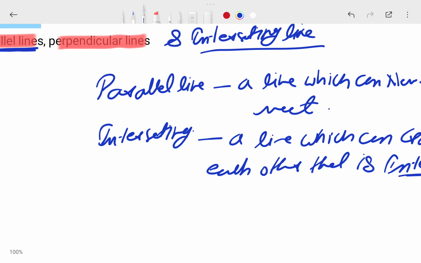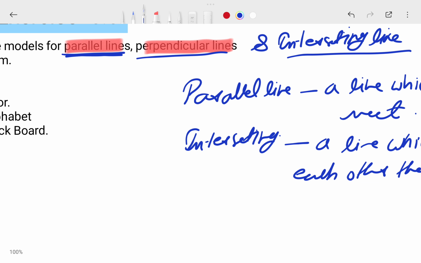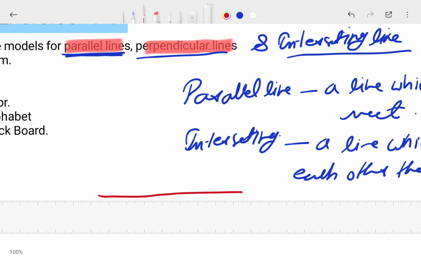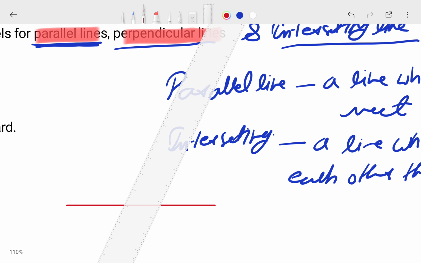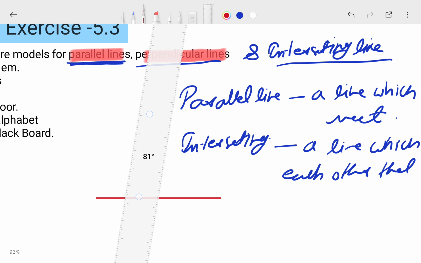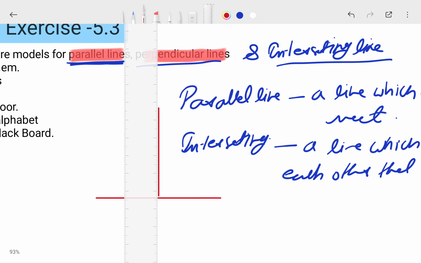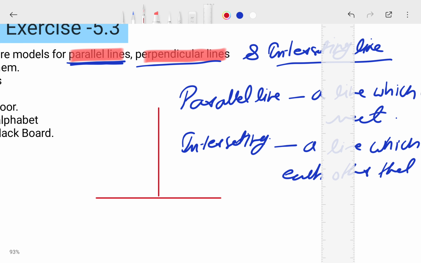Okay, what is a perpendicular line? You know what is a perpendicular line? I will explain. A perpendicular line means a line which has two 90-degree angles. If you see this one here, there are two 90-degree angles, two right angles. Perpendicular lines means lines which have two right angles.